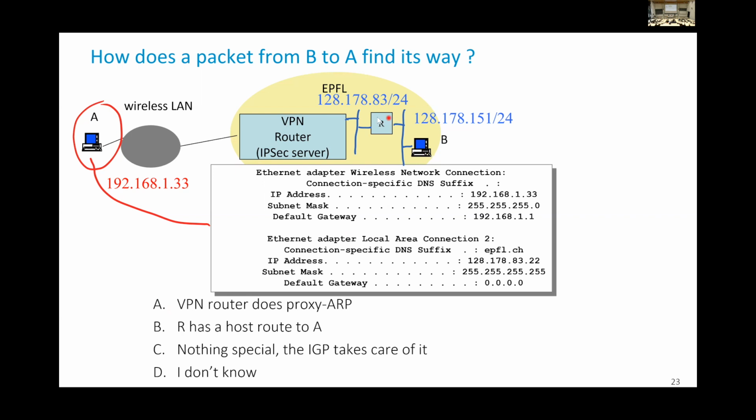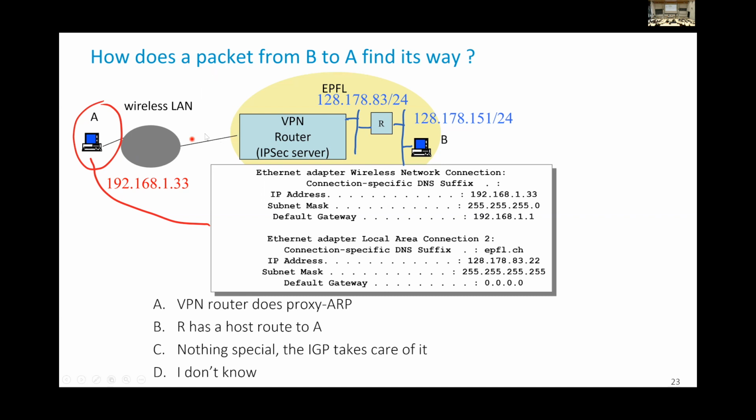Now, the only difficulty in the return path is that the packets will reach the router R. Router R will do the standard thing and will need to find the MAC address of me here, which of course doesn't exist or is completely irrelevant. So what it needs to find is the MAC address of the VPN router. And we've seen that there is a solution for that. The VPN router does proxy ARP. That's exactly the standard use of proxy ARP.